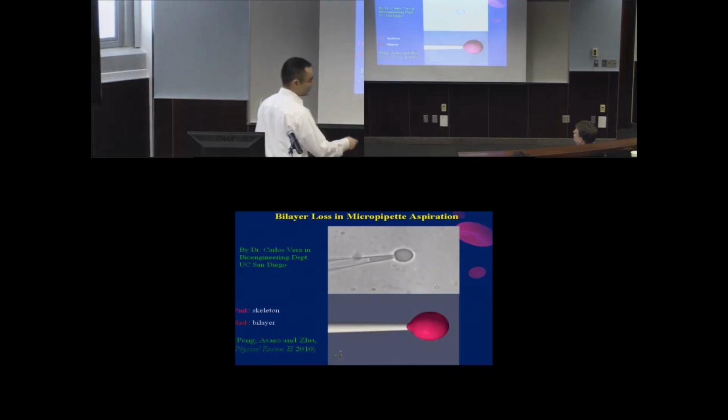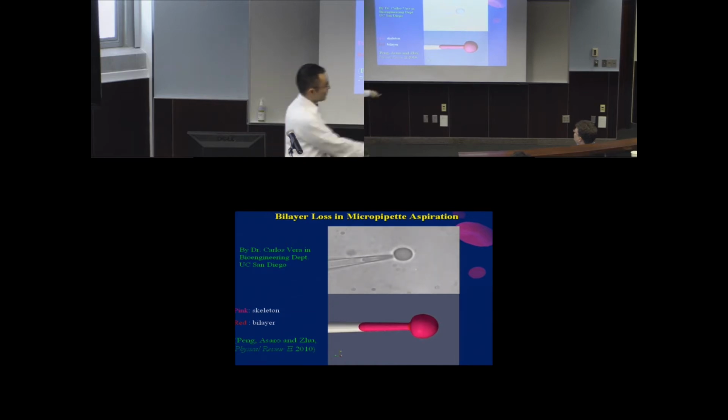Then we can simulate that using our 2-component continuum model. The pink layer is the cytoskeleton. The red layer is the lipid bilayer. We predict that the maximum interaction force happens at the tip, then the separation, but indeed, the necking happens in the middle of the section.